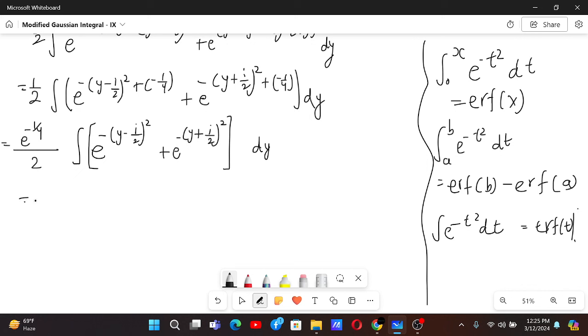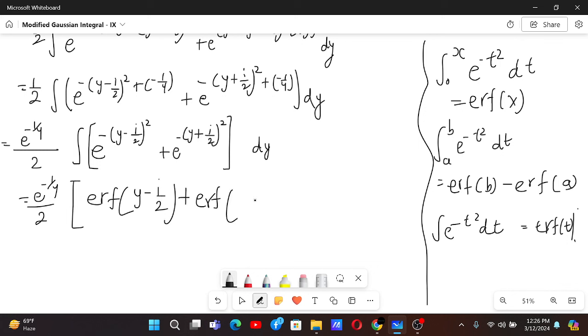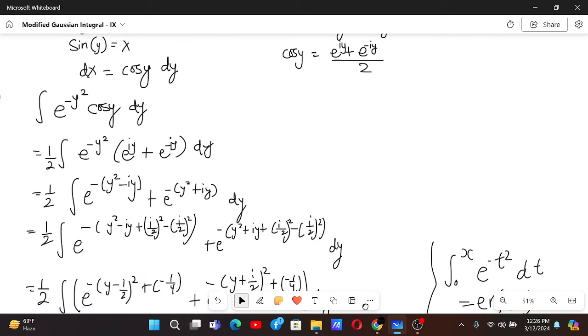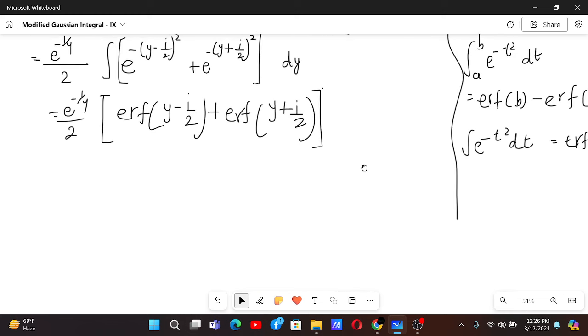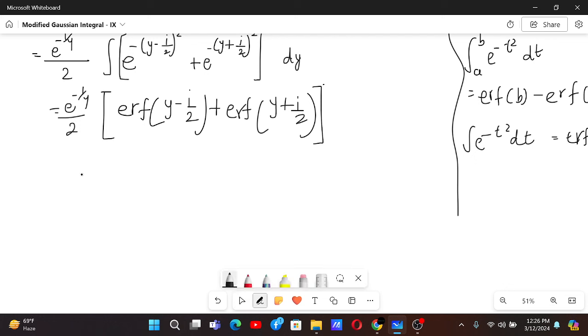So I can say this as erf of y minus i by 2 plus erf of y plus i by 2. And now what do we have for y? y is actually sine inverse x. Now let's substitute that and we get the answer for the indefinite integral.